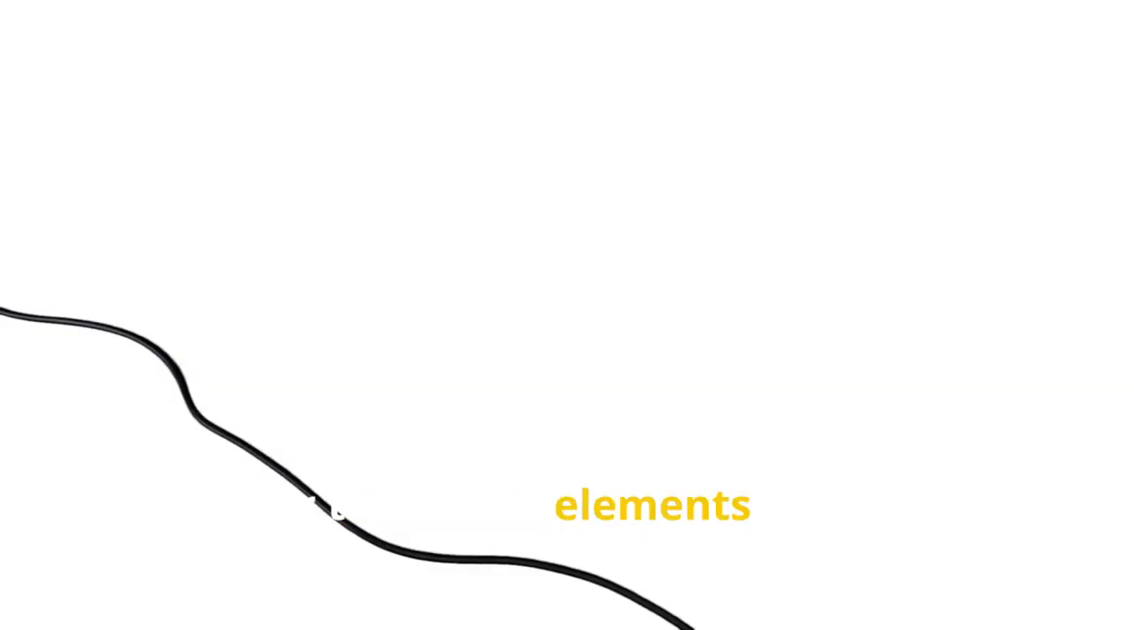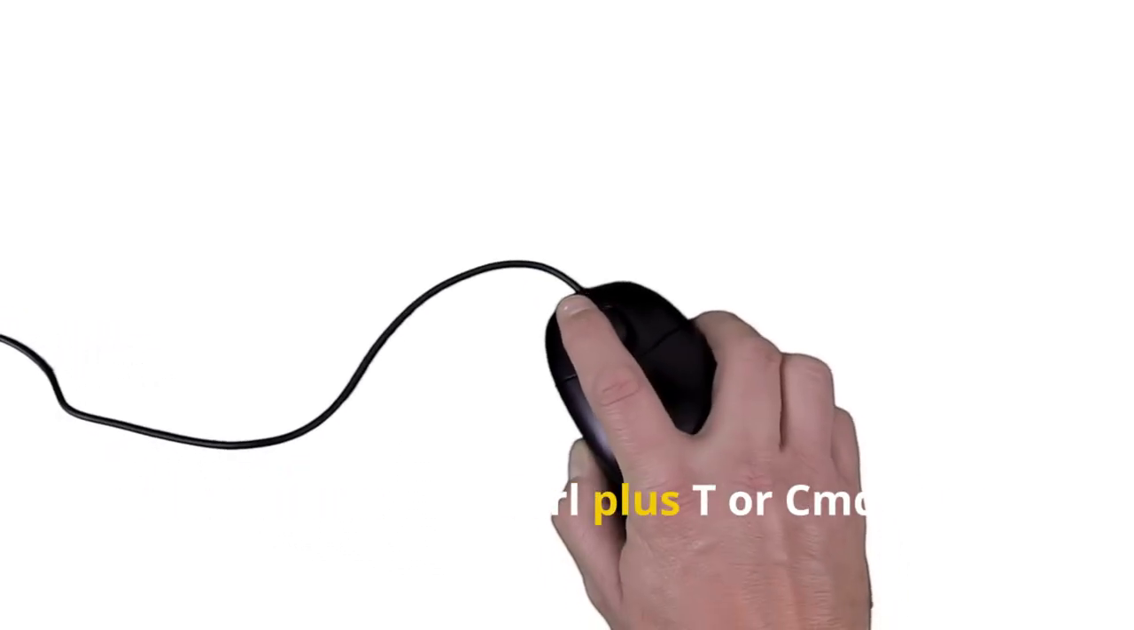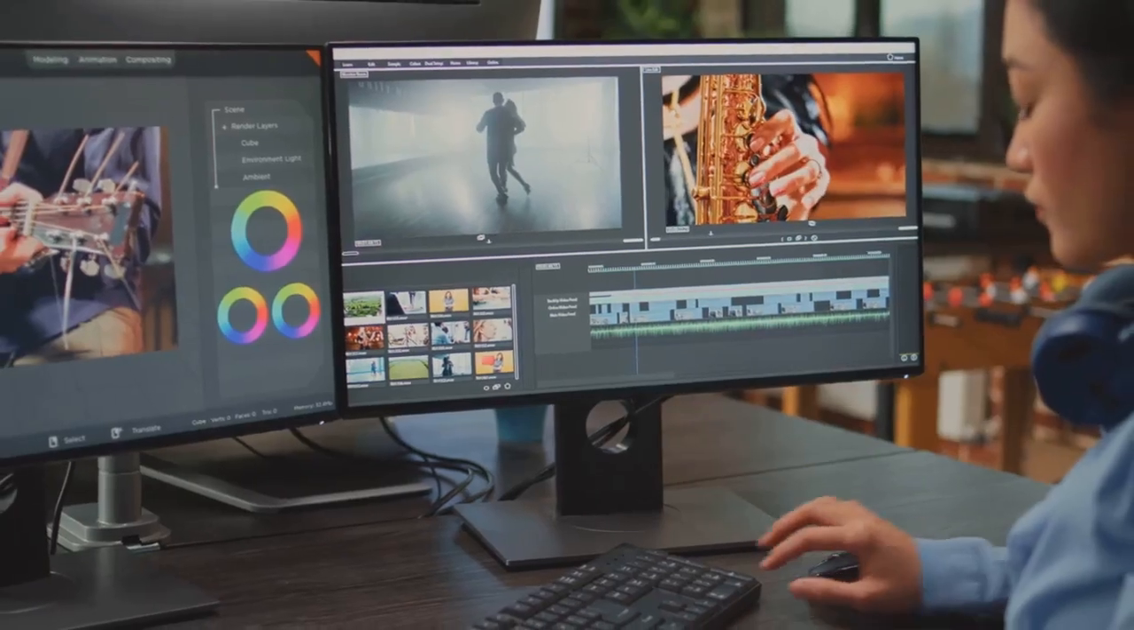To add motion, such as opacity or position changes, create a duplicate of a frame by pressing Ctrl plus J or CMD plus J. Move or transform elements for motion using the Move tool by pressing V, or transform with Ctrl plus T or CMD plus T.